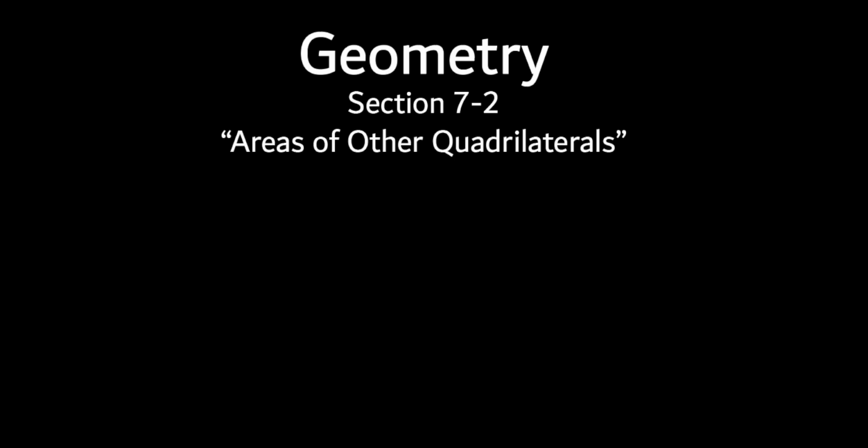All right, let's do some areas of some other quadrilaterals. So what have we done so far? We did kind of the basic ones, didn't we? What was the first one? Rectangle. Triangle. We did triangle and parallelogram. Okay, so we're going to do some more.